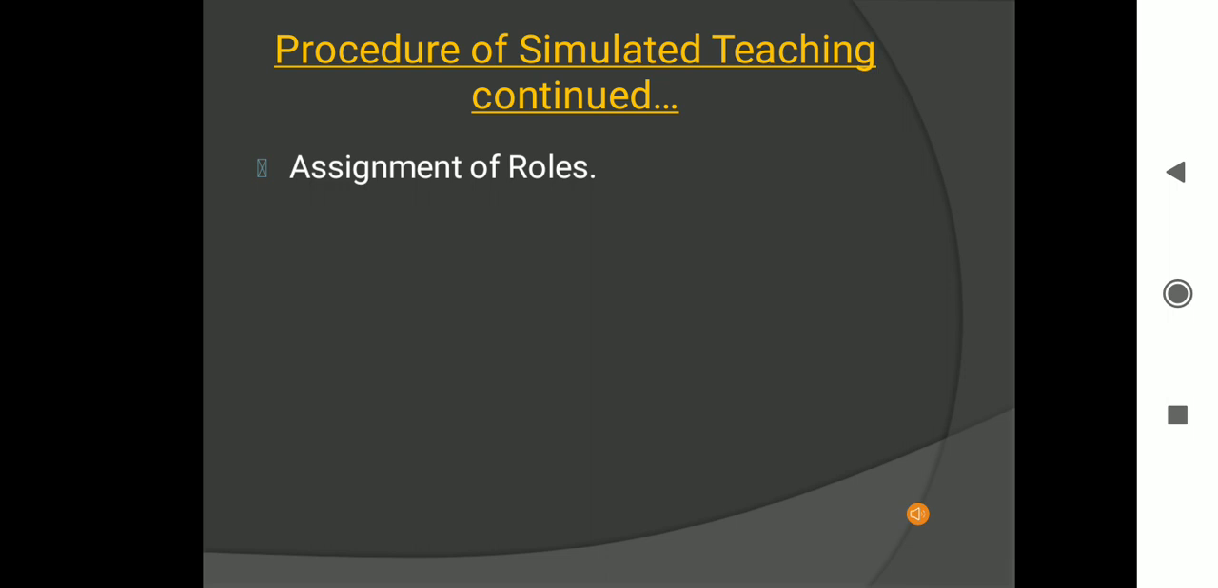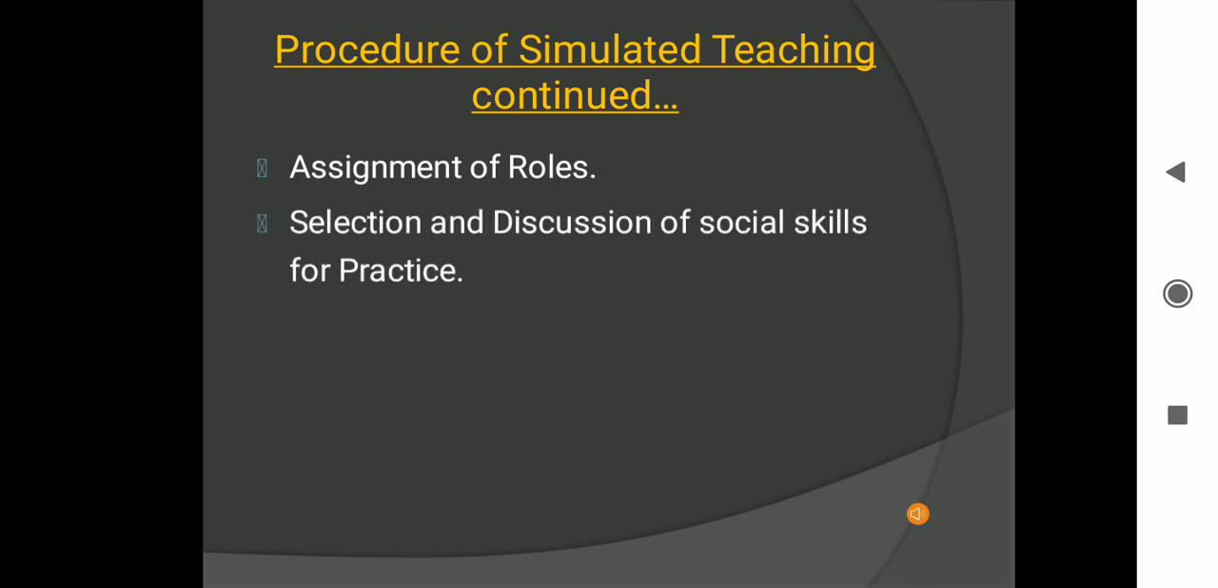Before starting teaching work in the real class, training through the technique of simulated teaching is provided to the pupil teacher. The following are the main steps in this technique, which I will discuss one by one. First is assignment of roles. In this technique, first of all, the roles are assigned to the pupil teachers. Such a pattern is adopted that all the pupils may function as teacher, students, and observer.